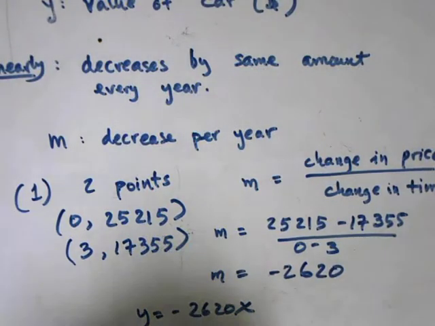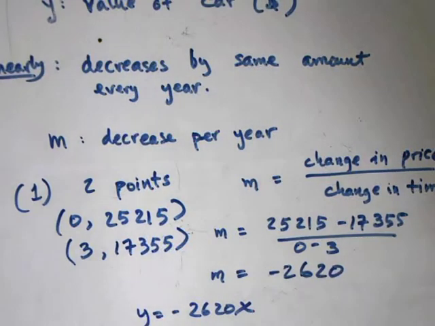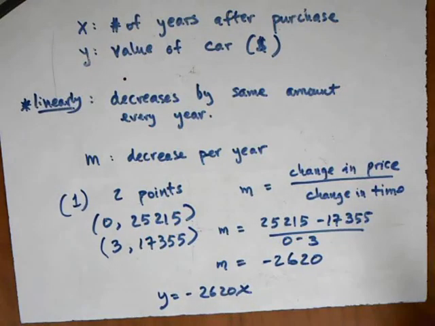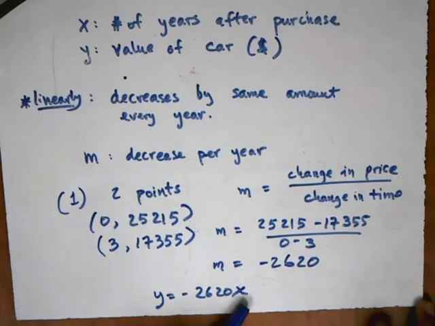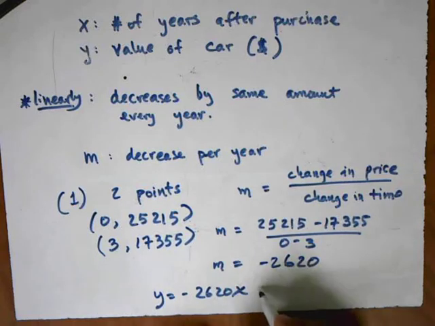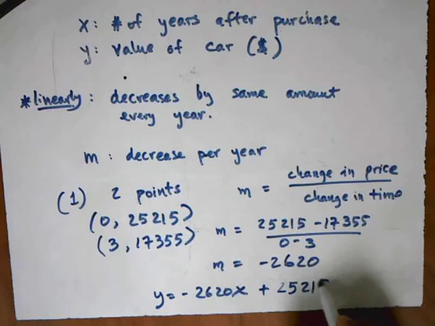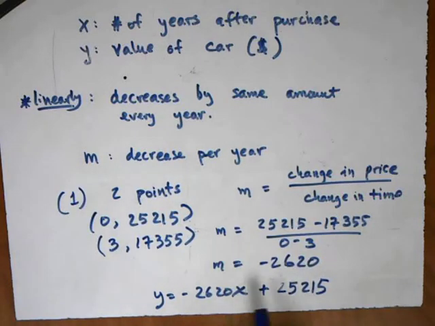So it's important for us to keep our variables well defined here. Remember that x is the number of years since it was purchased, and y is the value of the car. So this basically means that for every year that goes by, the car loses $2,620 in its value. Now we also need a y-intercept, or sort of the starting point, and that's going to be 25215, because at the very beginning, the car was worth $25,215.